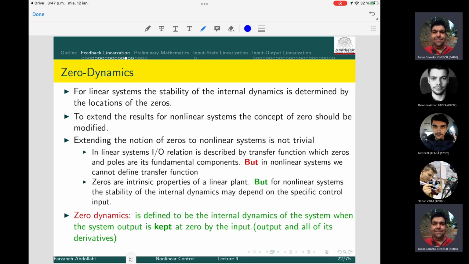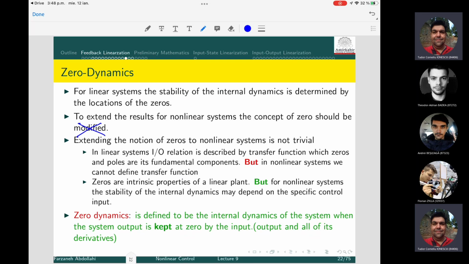To extend these results for nonlinear systems, the concept of zero should be modified, it says here. And it's not modified, it's just extended. Okay, it's generalized. I wouldn't use this term if you ask me. Okay, this is too harsh. You don't just modify it, you just extend it to have a meaning for nonlinear systems as well. Extending the notion of zeros to nonlinear systems is not trivial. We're kind of expecting that. Okay, nothing is trivial when you talk about nonlinear systems, if you ask me.